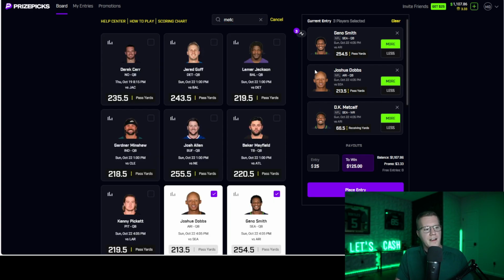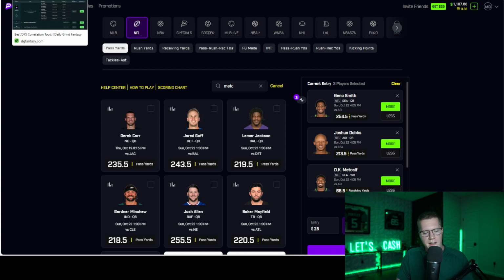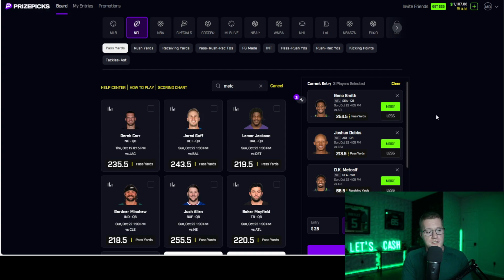But why stop there? Why not include 3 more players, where our max amount that we can put on the 6 flex slip is going to be 6? So why not include 3 more, right? And if we can find positively correlated plays to include in the slip that's mathematically profitable, why not?